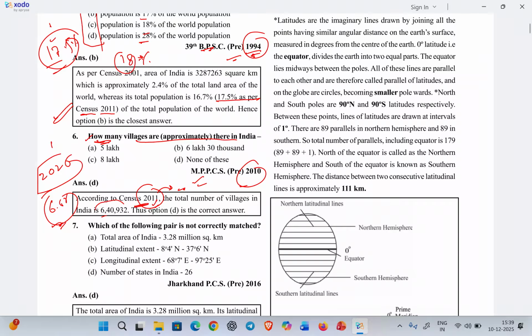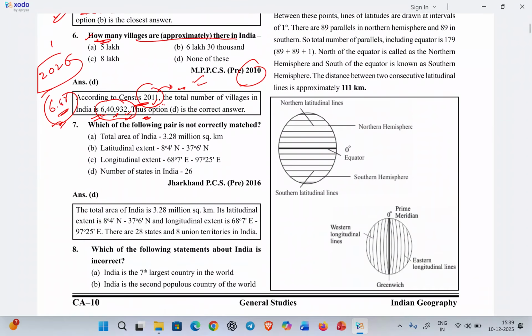It was showing that 6 lakh 40,932 villages were there in 2011, that is 6.4 lakhs. Now it is about to be 6.6 lakhs. Okay, so these are just easy questions. Now see, there is a question: which of the following pairs is not correctly matched? We have to see which is not correctly matched.